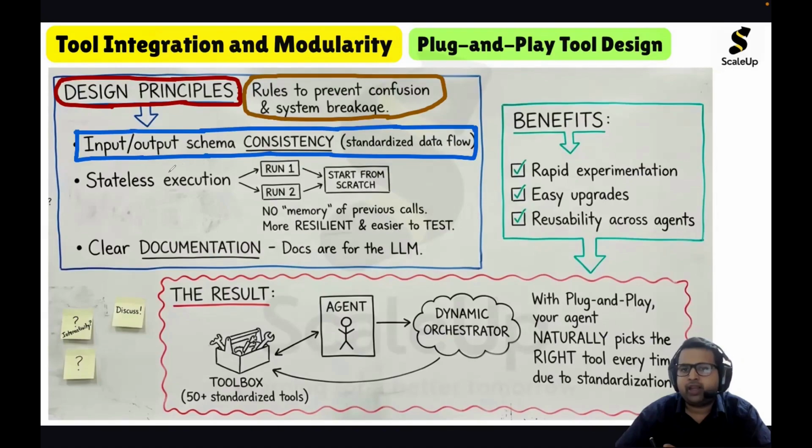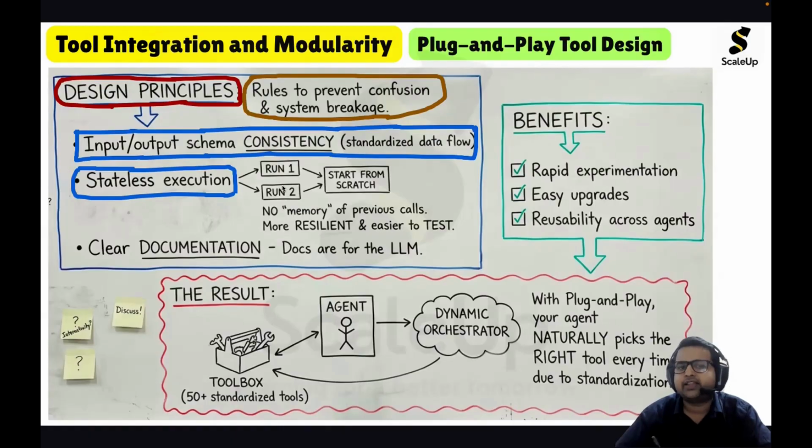If we talk about plug and play tool design principles, we have stateless execution. This is very important. The plug and play tools should not remember previous calls. Every time it runs, it starts from scratch. That is what stateless execution is. And this is very important because with stateless execution, we can keep the system very simple, with no complications.